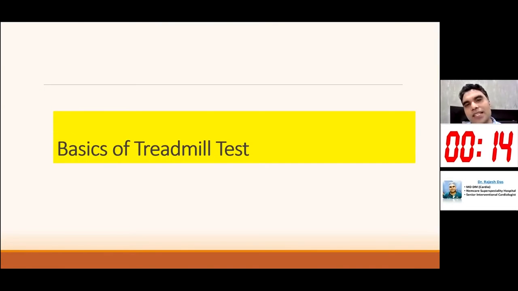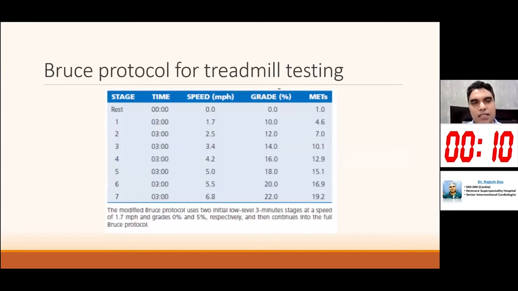Let us come to some basics of these non-invasive tests. First of all, I'd like to discuss the treadmill test. The commonest protocol we use is the Bruce protocol, where there are different stages of 3 minutes each, and the speed increases with each stage, and the grade, or the inclination of the treadmill, also increases with each stage. The basic problem with the Bruce protocol is that there is a sudden jump of oxygen consumption between these stages.